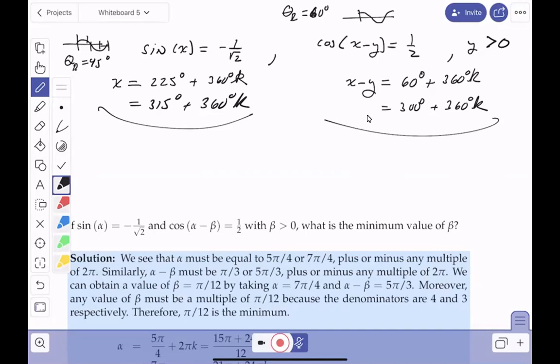So let me just try the 315. So I'm going to say X is 315. What's going to be minus Y now? And I'm going to look at this one. Looking at this and this, they only differ by 15 degrees, right? See if that makes any sense to me. 315, 300. Yeah, I think I know what Y is now. What's Y? Y would have to be 15 degrees.